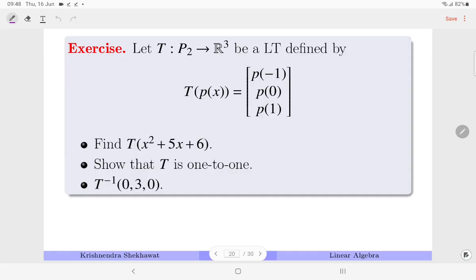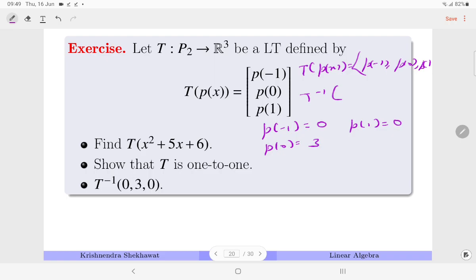Next is to find T inverse of (0, 3, 0). So T of p of x is (p of minus 1, p of 0, and p of 1). This means T inverse of (p of minus 1, p of 0, p of 1) we need to find, which means that we have given p of minus 1 is equal to 0, p of 0 is equal to 3, and p of 1 is equal to 0.